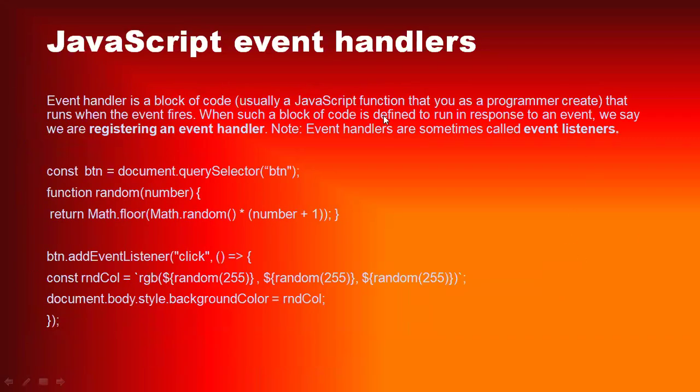An event handler is a block of code, usually a JavaScript function, that we as programmers create, and it runs when the event fires. When such a block of code is defined to run in response to an event, we say we are registering an event handler. So first of all, we registered the event handler, onclick equal to calculate age. Then, when you click on the button, it gets executed.